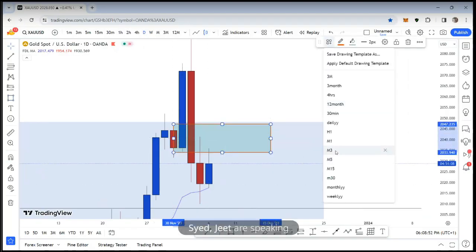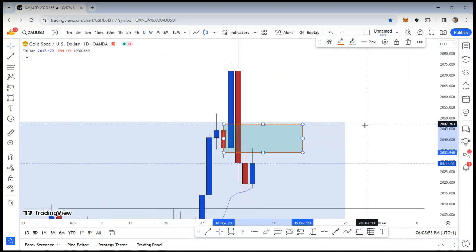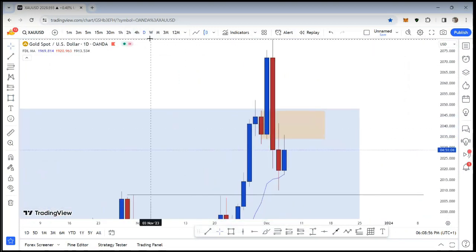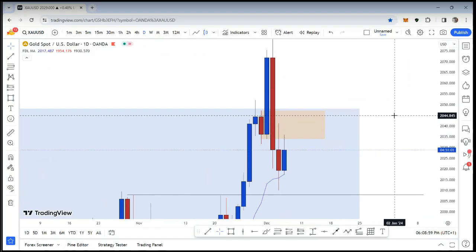Let's change the time frame. According to the law of current market price, weekly is bullish, but daily is bearish. Which time frame do we focus on? Daily. We focus on daily.